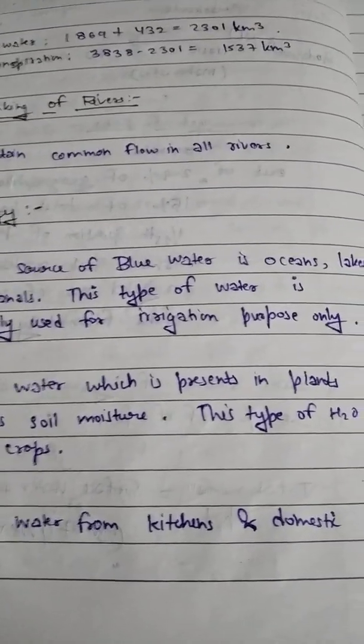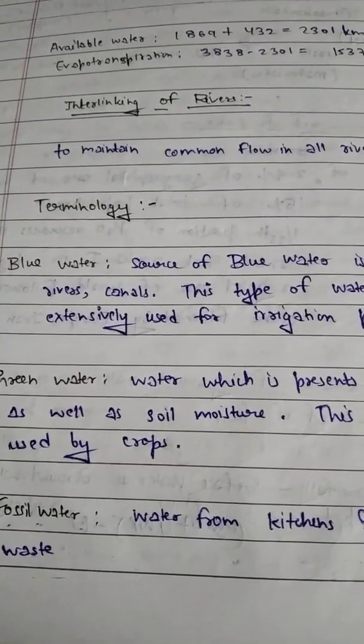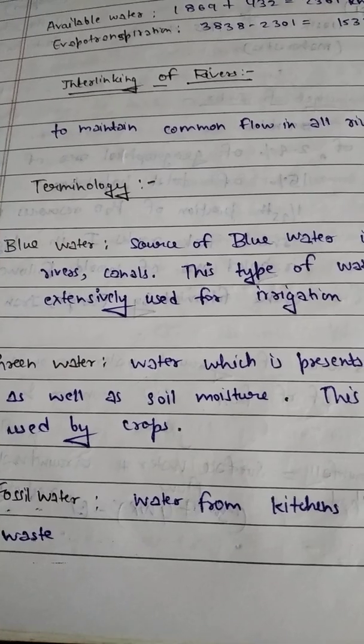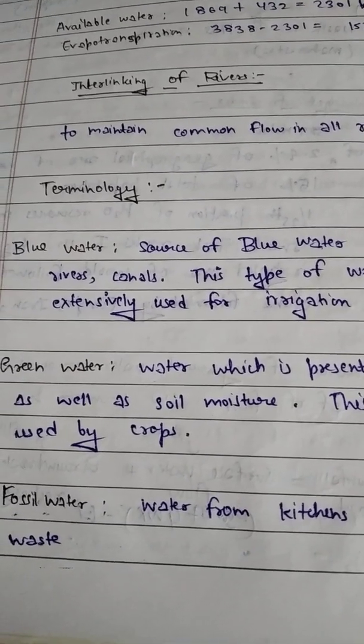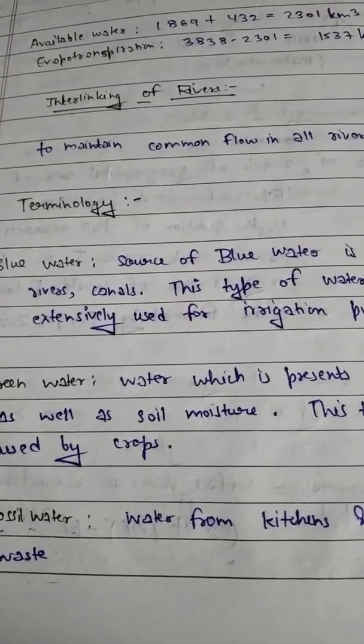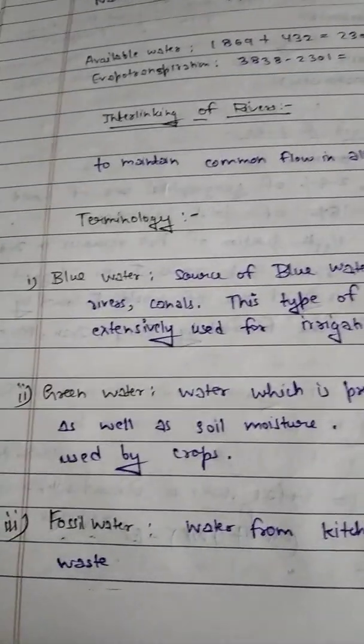Blue water source is ocean, lakes, river, canal, and this type of water is exclusively used for irrigation. Green water, I told you, is the water which is present in plants and the water which is present in soil moisture. And fossil water is water from kitchen and domestic waste.